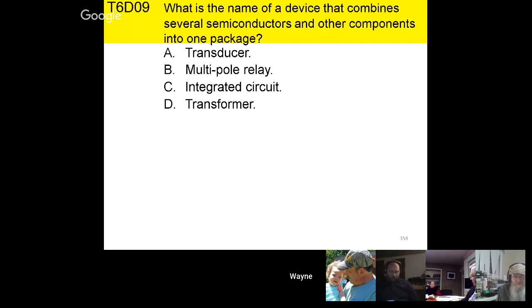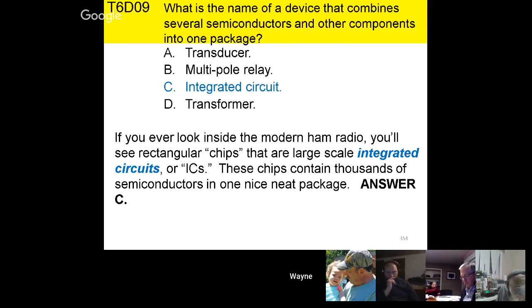Okay, what is the name of a device that combines several semiconductors and other components into one package? Well, again, these are all discrete components, discrete devices, all packaged into a single package. In other words, they're all integrated. So your answer is C, it's an integrated circuit. And I kind of showed those to you just a little bit ago on the breadboard, what an integrated circuit looks like physically. And they can contain up to thousands of semiconductors in one nice neat little package.